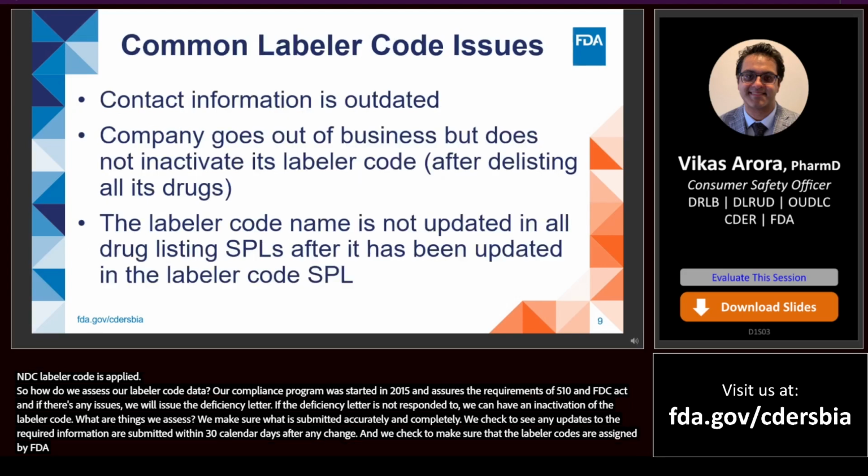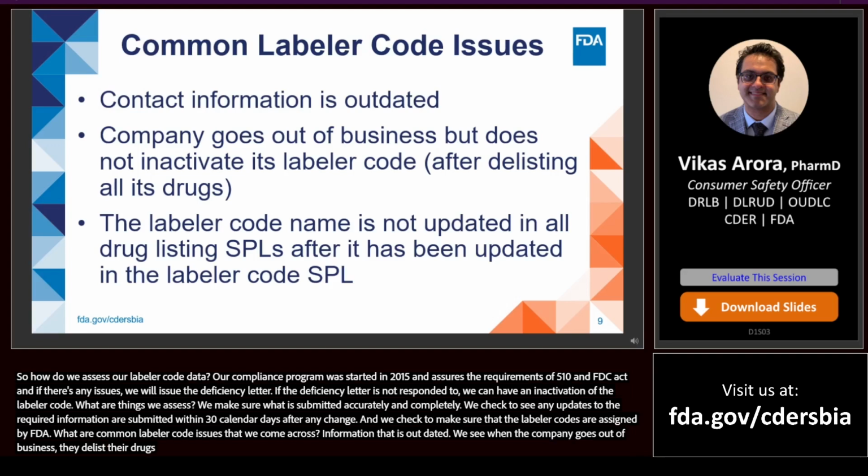So what are common Labeler Code issues that we come across? We come across contact information that is outdated. We often see that when a company goes out of business, they delist their drugs, but they do not inactivate their Labeler Code. And we see that the Labeler Code name is not updated in all the drug listing SPLs after it has been updated in the Labeler Code SPL.